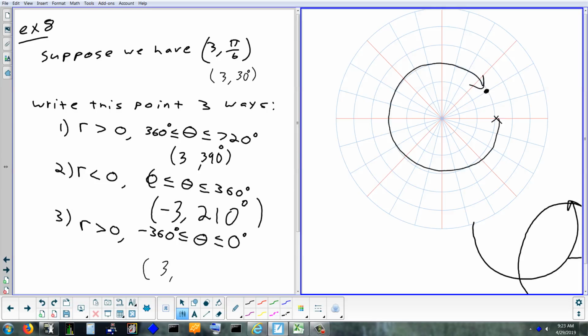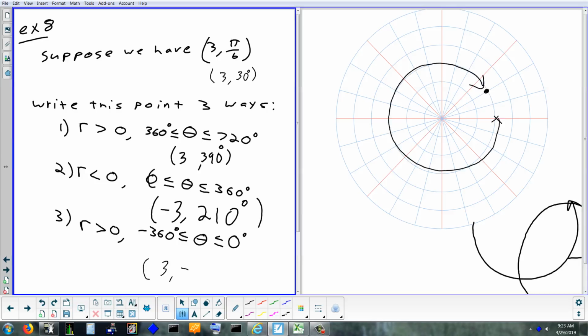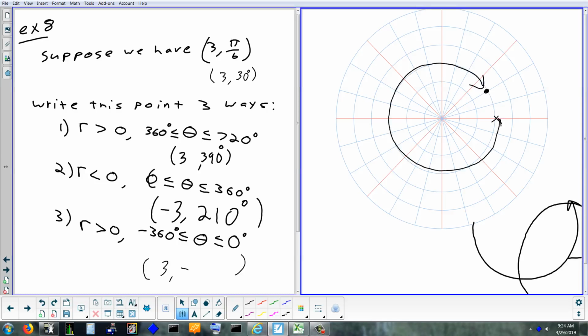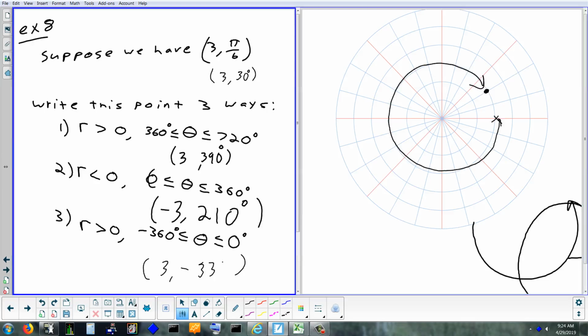So clockwise, negative angle. But how much is that? Negative, how much? 330. Right? You've gone almost all the way around. You're 30 degrees short of going all the way around. So that's negative 330. All the way around would have been negative 360. Any questions on that?